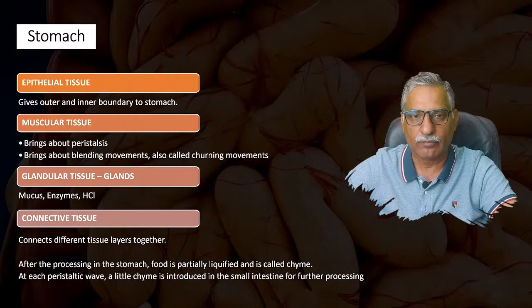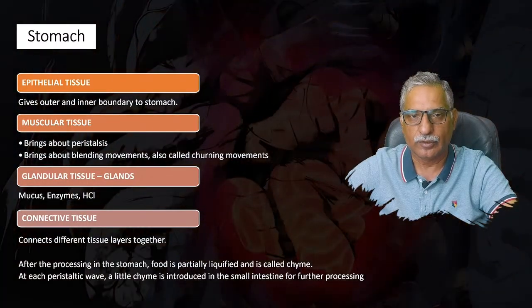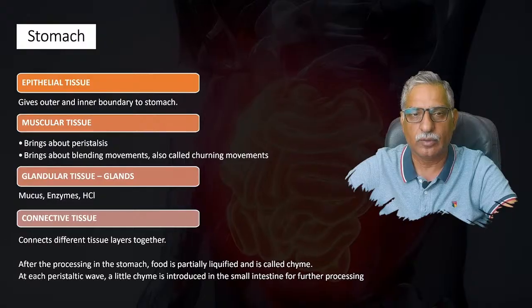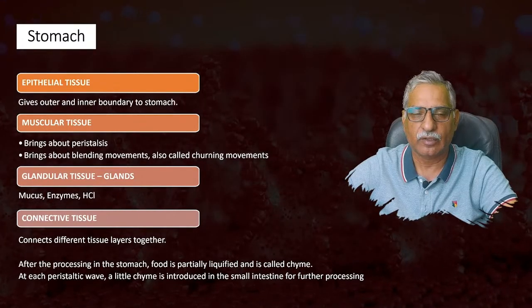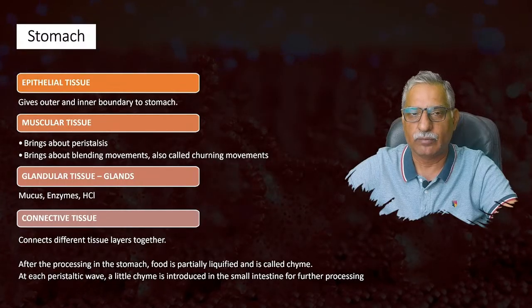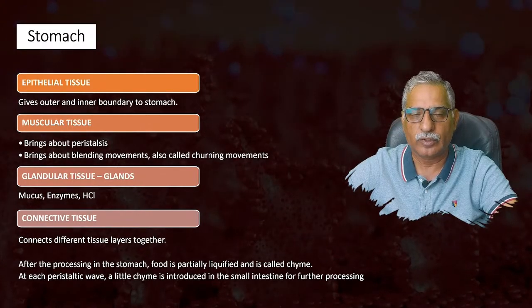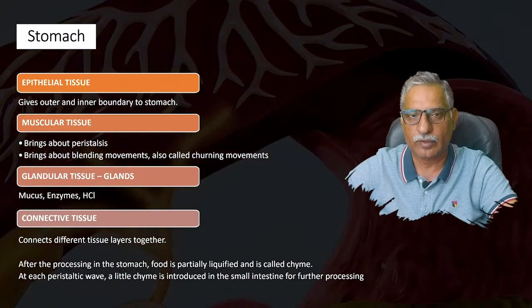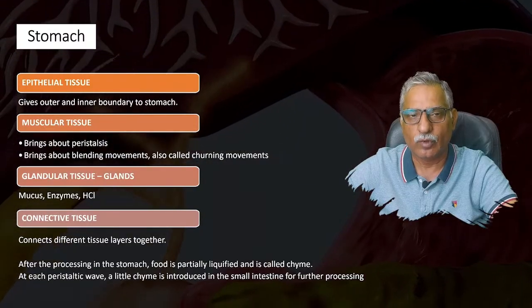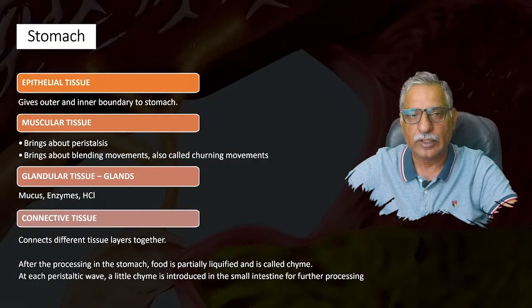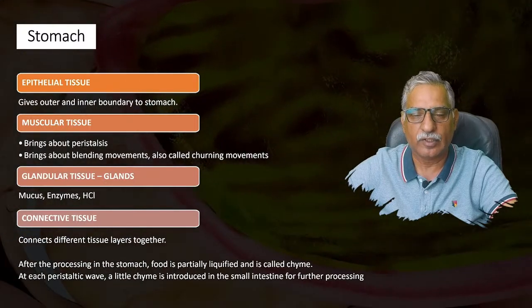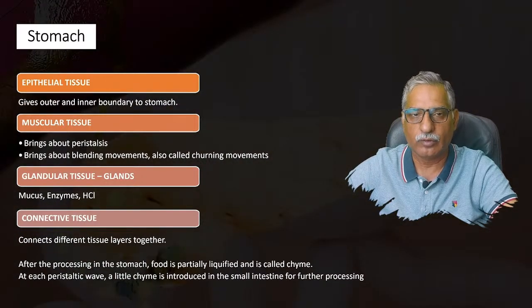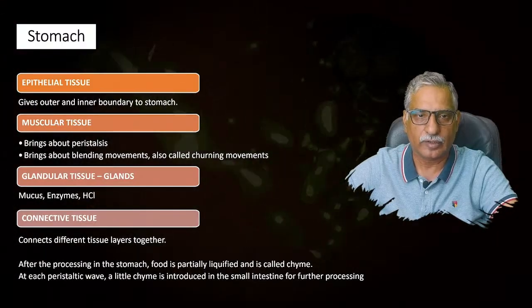The partially processed food in the stomach is now known as chyme, and this chyme is almost liquid. Even though you have taken up solid food, that solid food has now been turned into semi-liquid chyme, and with each peristaltic wave, a little portion of the semi-liquid chyme is pushed into the small intestine. I repeat, with each peristaltic wave, a little portion of chyme is introduced into the small intestine.